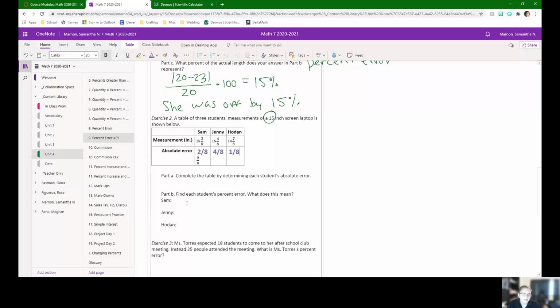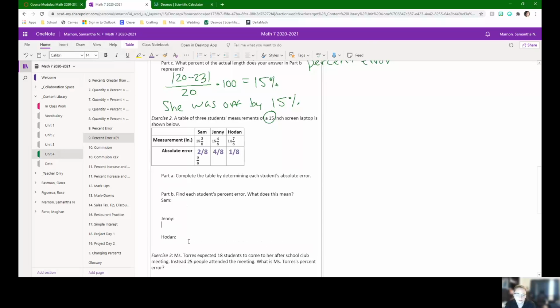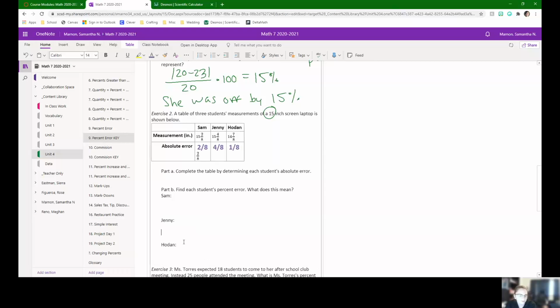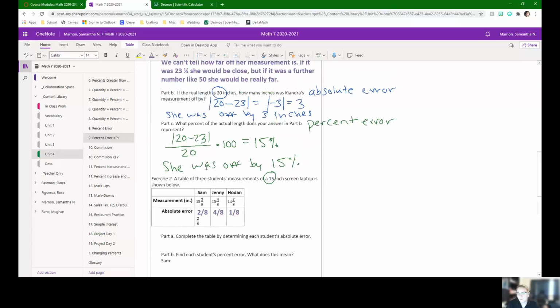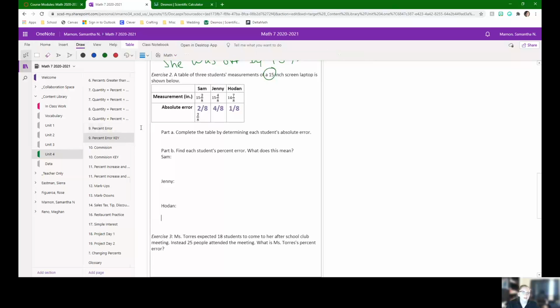So now we want to find each student's percent error. So I'm just going to give myself a little more room because I know I write big. So we can kind of skip writing out the whole thing if we want to. We can go right to writing the absolute error divided by the actual, because we already know it. So for Sam, her absolute error was 2/8, and we need to divide that by the actual, which was 15, and then multiply by 100 to get it to be a percent.